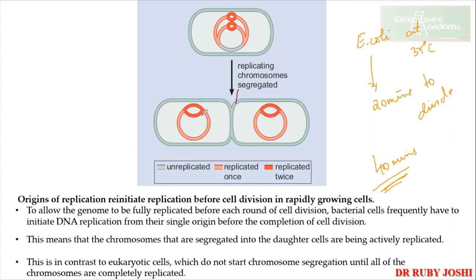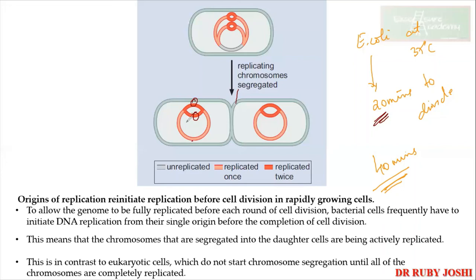Yes? Are you able to follow? That's why we say that it takes only 20 minutes for the E. coli to divide, but the entire time taken for the replication is 40 minutes. And as the second round reaches its replication end, the termination, another bubble appears over here. It means it is getting ready for the next round. So while being actively replicated, the cell gets divided.